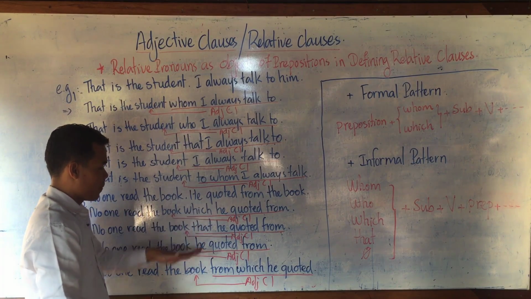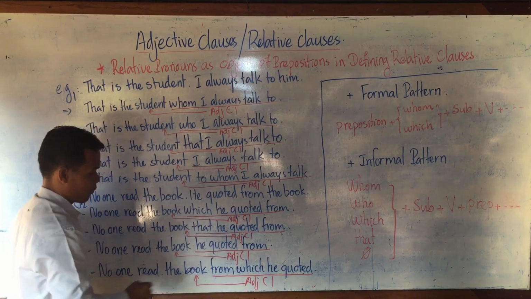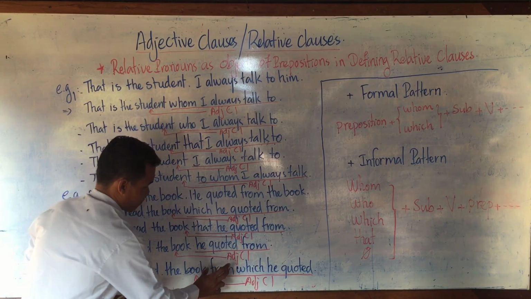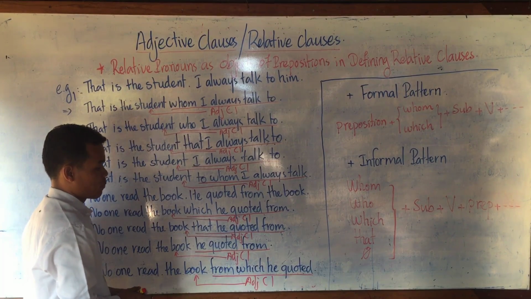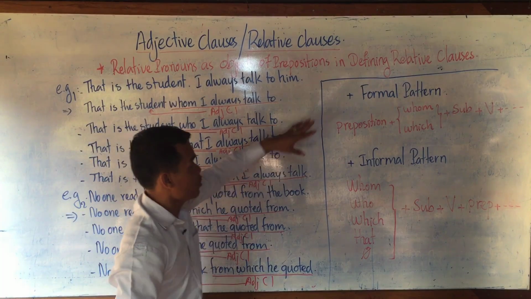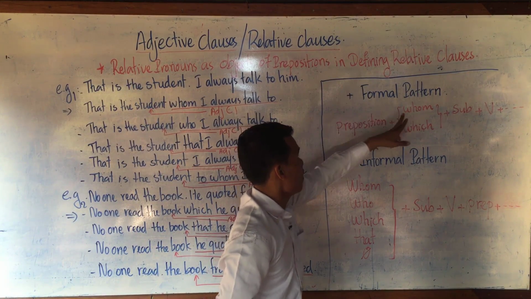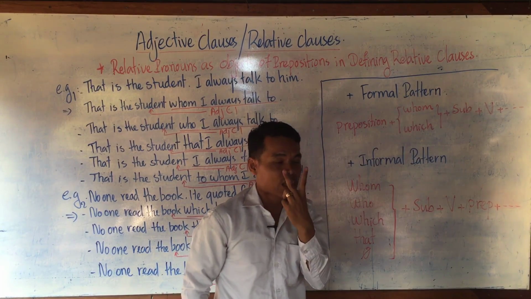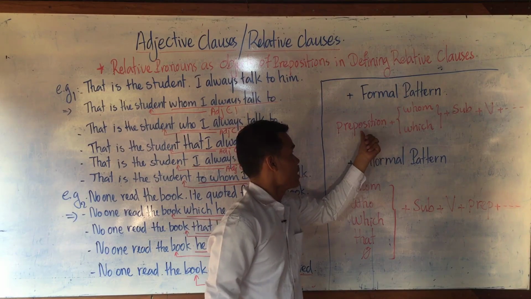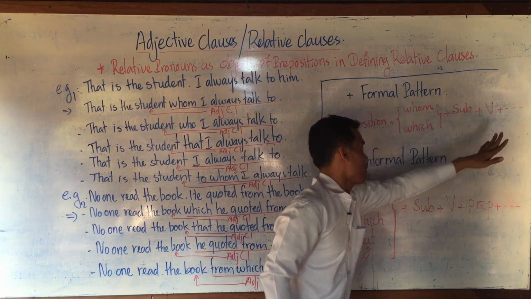And then you can omit its relative pronoun. And the best, more formal way is that you can place a preposition in front of each relative pronoun, and we have a formula like this. Formal pattern: preposition plus whom for people, which for things. Only two relative pronouns are used in this formal pattern, or formal way, plus subject plus verb, and so on.